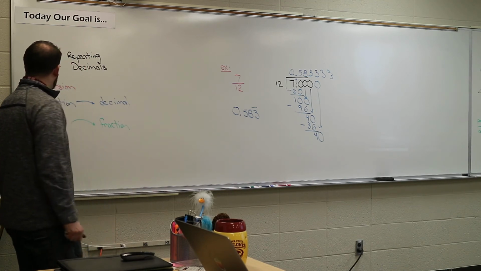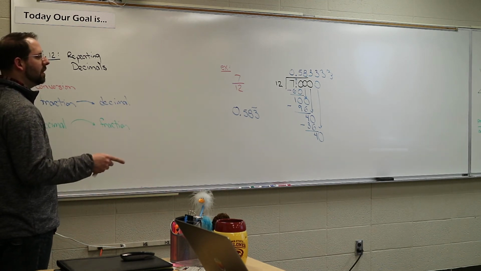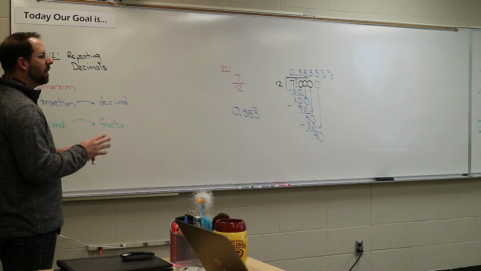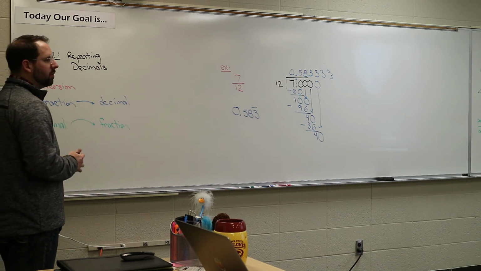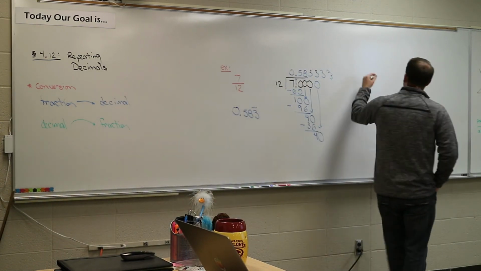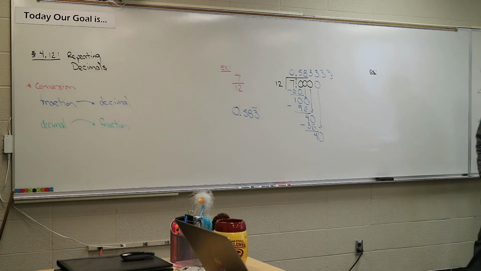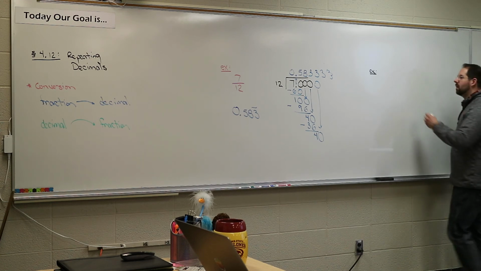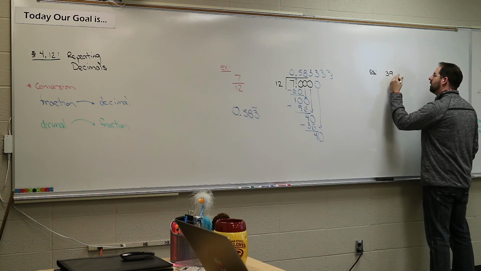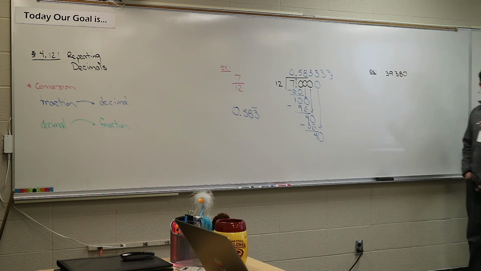All right, now, going the other direction, writing your own. So I want you to make up any repeating decimal you want. No easy numbers. Make up something that has maybe 2 numbers that repeat over and over and over. So what number do you want? 39 and 380? Okay. You want those numbers to repeat over and over?